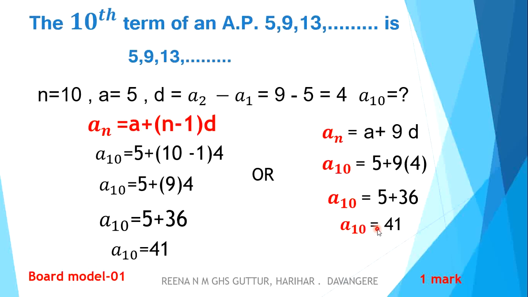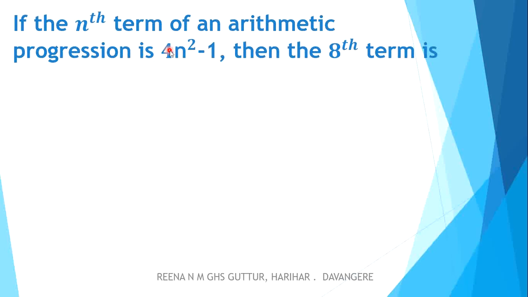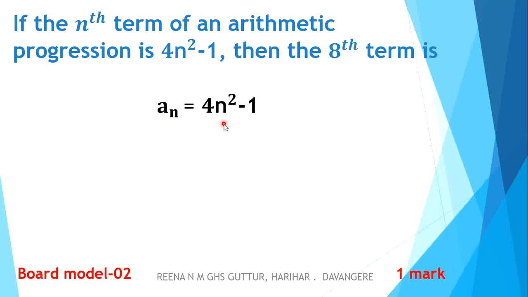So the next question. If the nth term of an arithmetic progression is 4n square minus 1, then find the 8th term. This question is taken from the board model 2. It's of 1 mark. First write down the nth term. an is equal to 4n square minus 1.